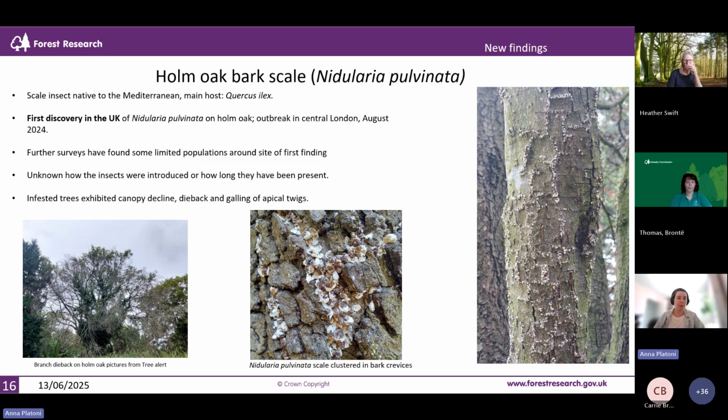site, exhibited canopy decline, some dieback, and also galling on the apical twigs. On the very heavily infested trees, and this wasn't always the case, the scale insects themselves are very clear, almost even from a distance. So on these pictures, you can see the brown dots are the females, and they're sitting on top of their white eggs.